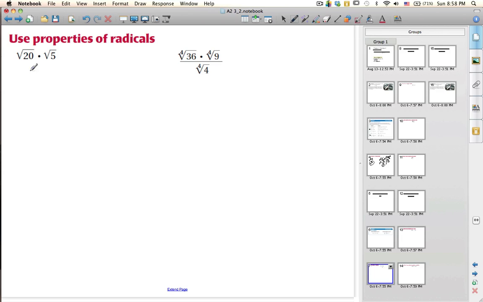How do they work in practice? Well, I have these two radicals. They both have the same index. The index is 2. I could multiply them together. So I'll have the square root of 100, which is equal to 10.